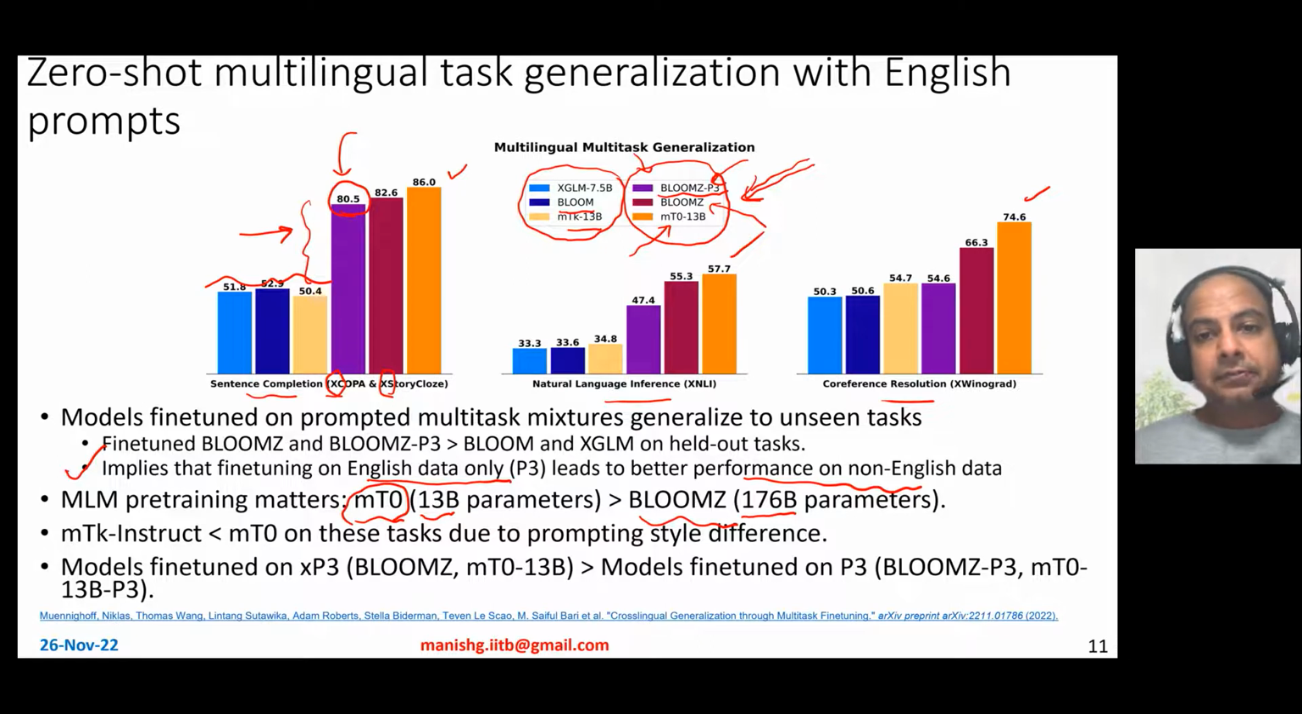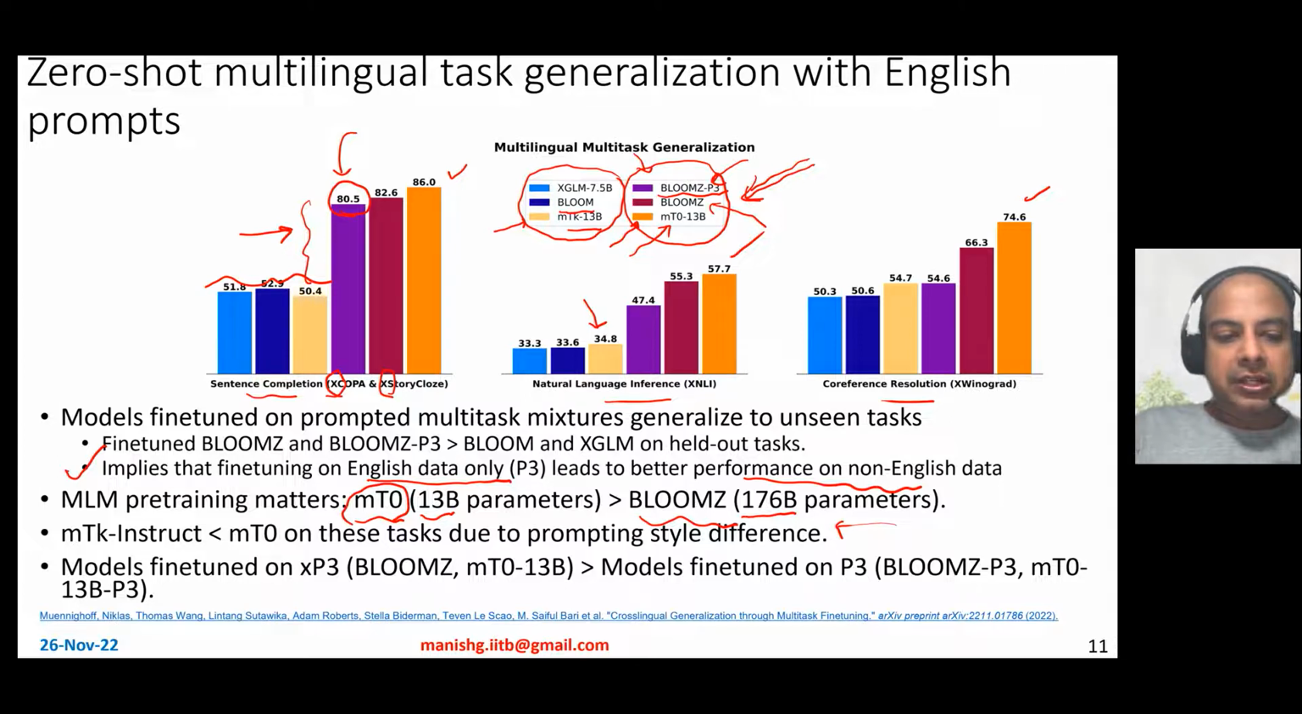Further, what do you observe? You observe that this MTK instruct is actually much lower in performance compared to the MT0 model. The MTK instruct model also uses multitask prompting, right? But the way to explain this is that there is a prompting style difference. The style in which the MT0 model prompts versus the MTK model prompts is way different, leading to way higher improvements for MT0.